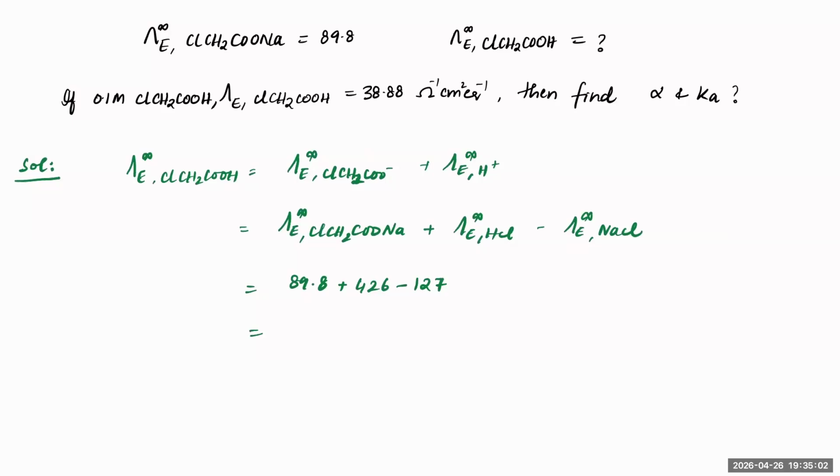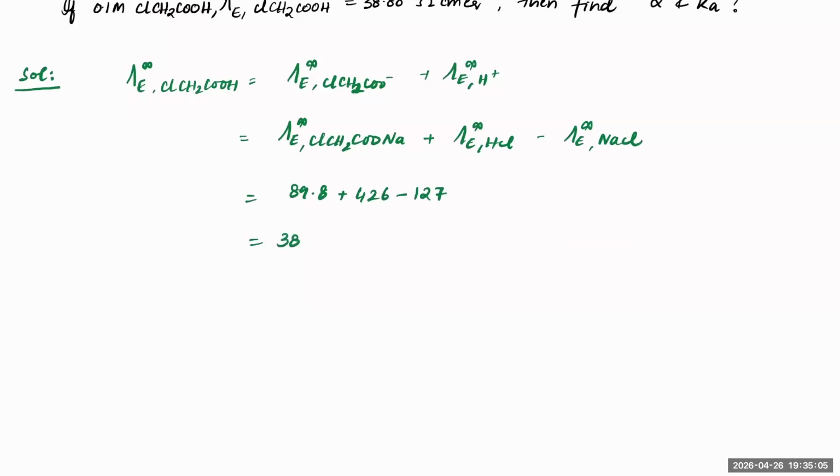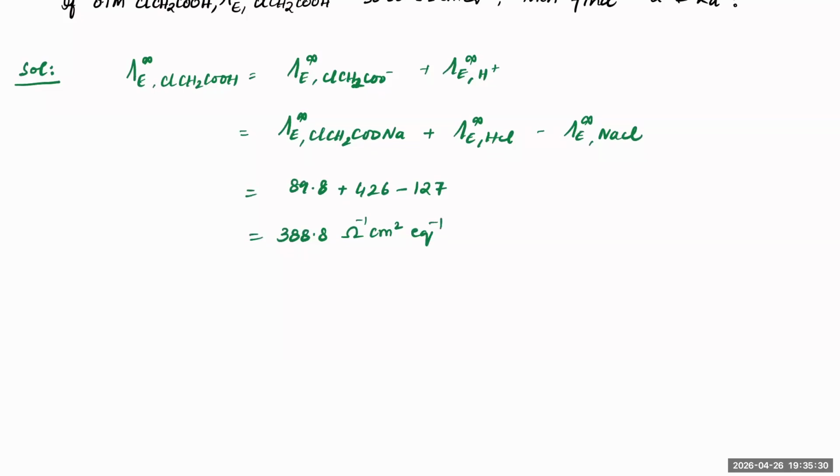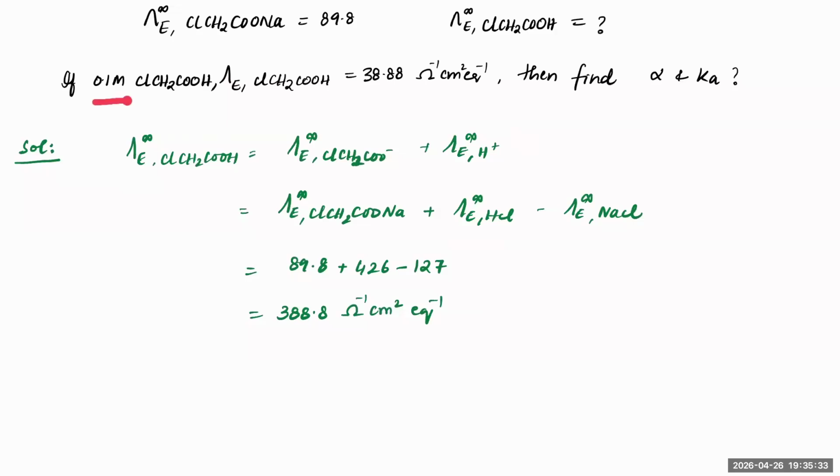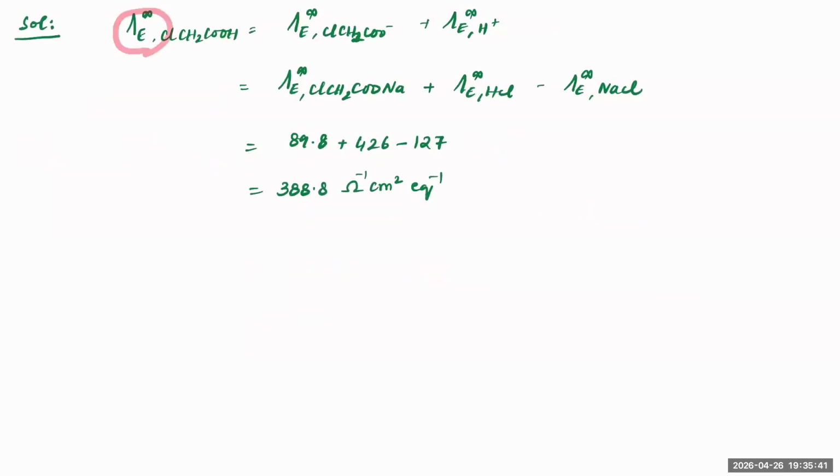So this value I'm getting as 388.8. The unit will be ohm inverse centimeter square and equivalent inverse, not mole inverse, because we are talking about equivalent conductance. Now see, the question is, 0.1 molar of this one is given, so concentration is also given.